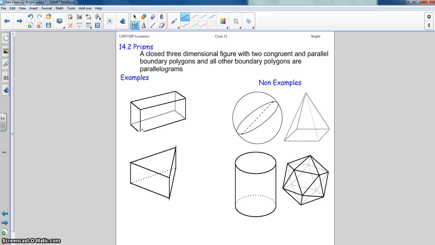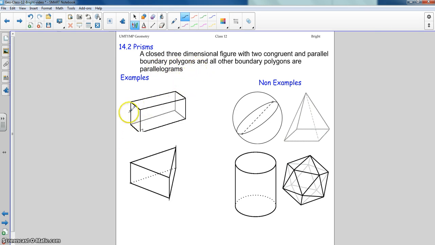Alright, and continuing our study in Chapter 14, Section 2 actually talks about prisms. So this is actually our first 3D figure. And a nice complete definition of a prism is that a prism is a closed three-dimensional figure with two congruent and parallel boundary polygons. And then all the other boundary polygons are parallelograms.